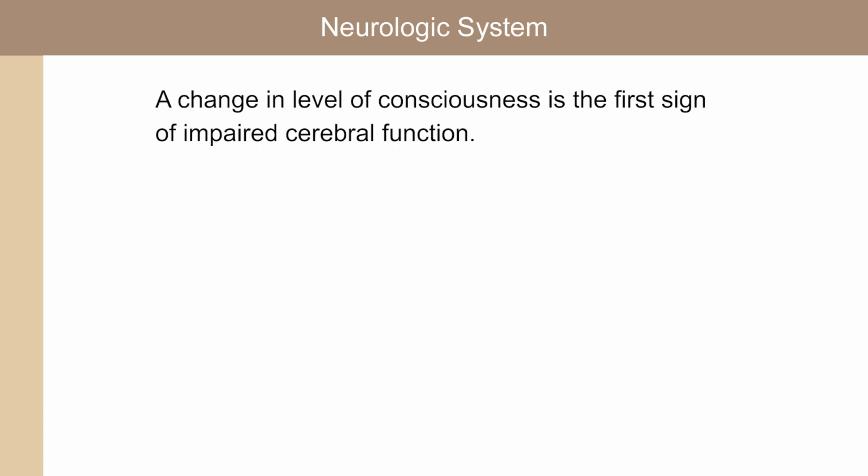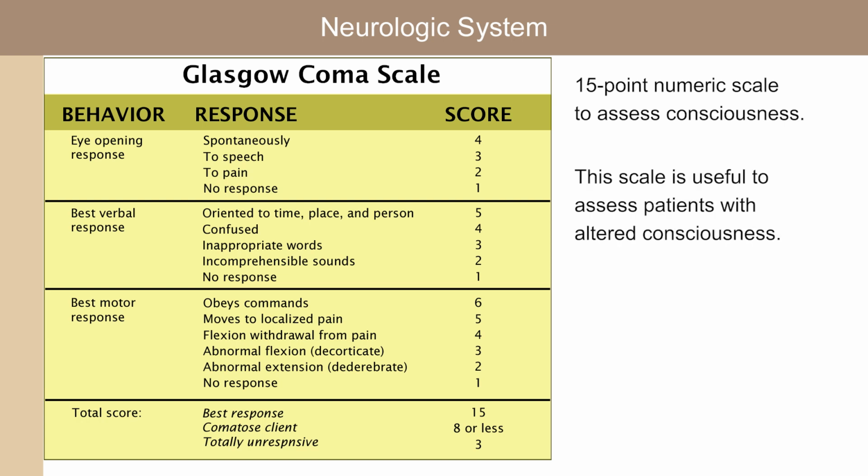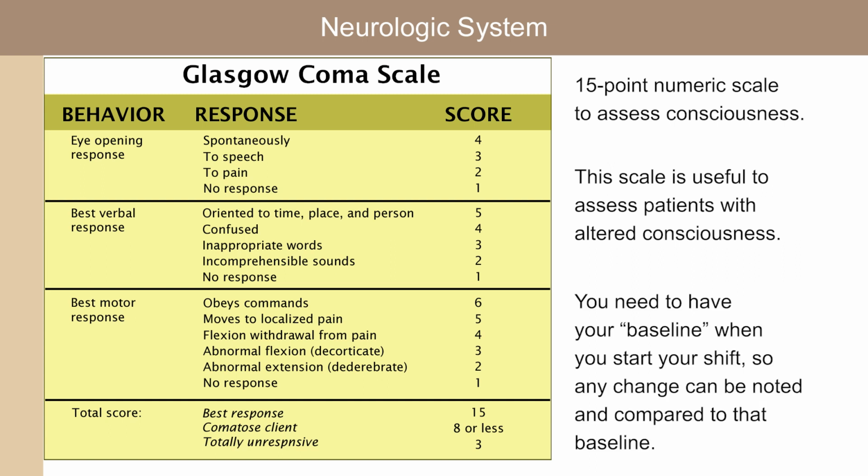A change in level of consciousness is the first sign of impaired cerebral function. Glasgow Coma Scale is a 15-point numeric scale to assess consciousness. This scale is useful to assess patients with altered consciousness. But you will need to have your baseline when you start your shift, so you can note any change if it happens during your shift and compare it to that baseline.